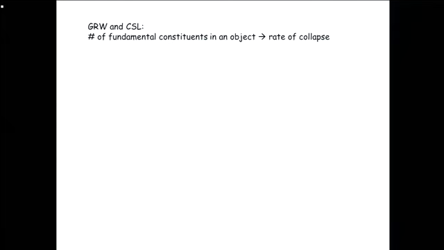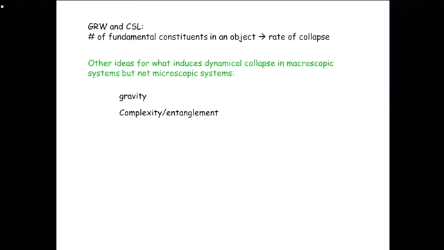OK, so this is my final slide. In both these models that I've talked about, GRW and continuous spontaneous localization, the important feature of an object that led to it having more of a collapse dynamics, a projection postulate type dynamics, rather than a unitary dynamics, was essentially the number of fundamental constituents that made up that object. But other proposals that are out there focus on other properties of systems. I'm not going to say very much about these. There are some ideas out there, in particular Penrose has talked about these, that it might be the gravitational field induced by an object that's relevant to the rate at which it collapses.